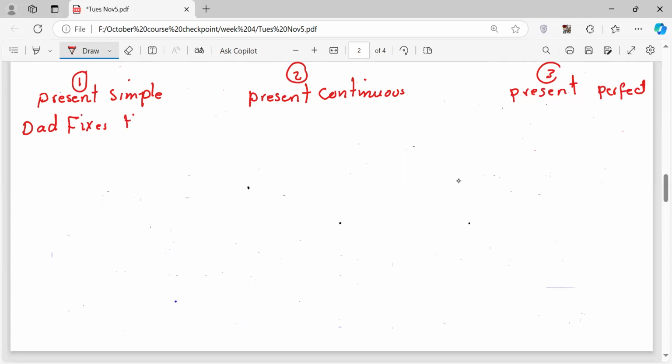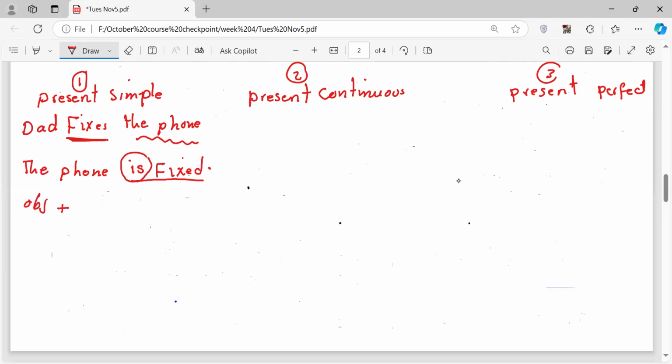Like, dad fixes the phone. Fixes is present simple. Who can change it to passive? Let's start with the object, which is the phone. So say the phone. Look at the verb. It's very important now to focus on this part. The phone is fixed. Full stop. What I used is. So the rule is: object followed by am or is or are, followed by verb 3.